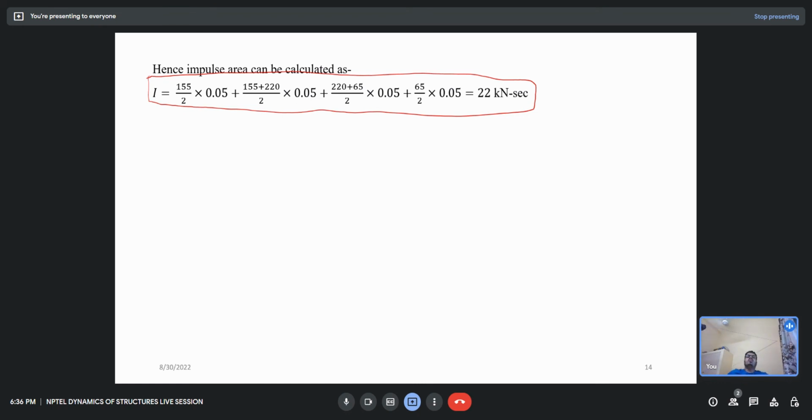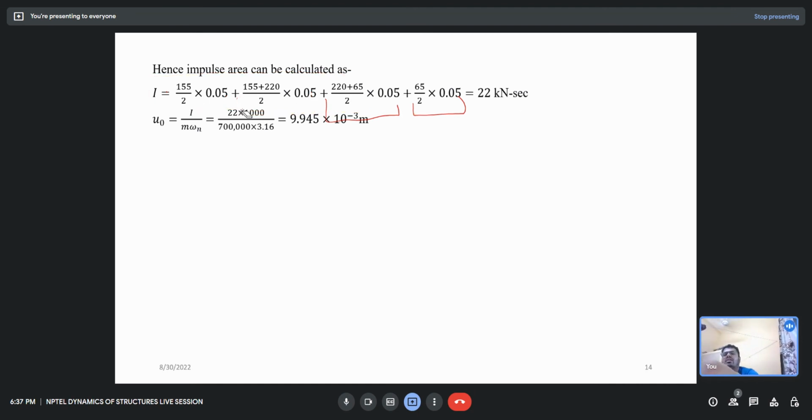I is equal to 155 divided by 2 into 0.05, that is the first duration. Now that is the second, that is third, and that is fourth. If I calculate it, it gives me 22 kilonewton second. So my response is given by I divided by m omega n. I is 22 kilonewton second, converted into newton second by multiplying with 1000.